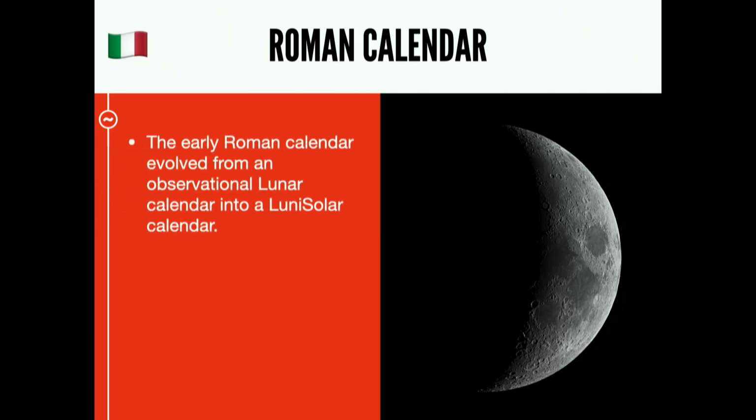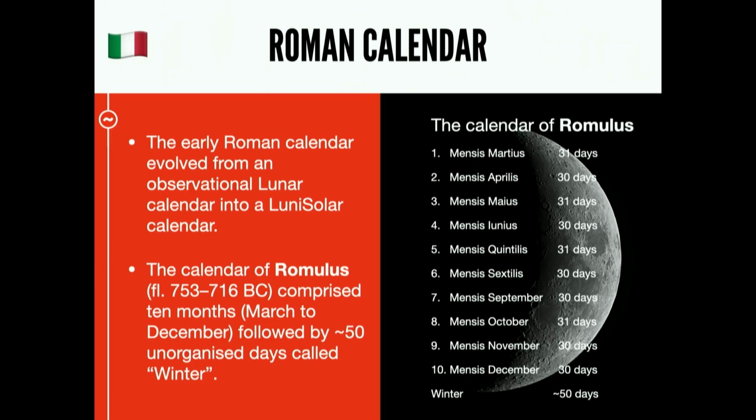So the early Roman calendar we think came from the Etruscans, but it's hard to know. It's a bit muddy at the beginning, but it essentially was an observational lunar calendar, which we will look at in a bit, and it becomes a lunisolar, which again we will look at in a bit. So this is the first calendar we got sort of reasonable details of.